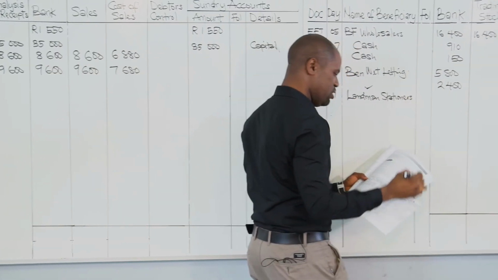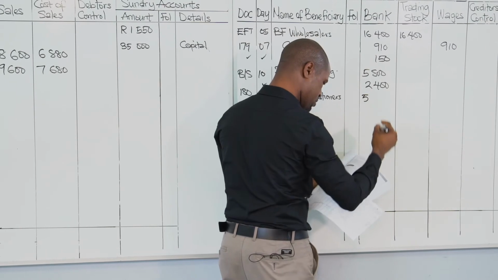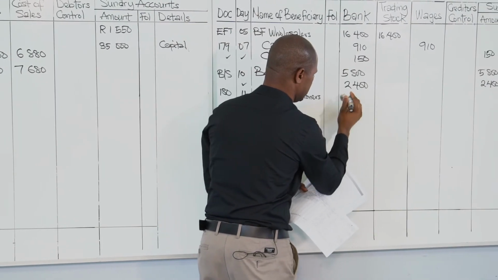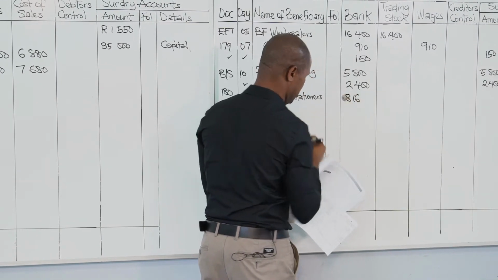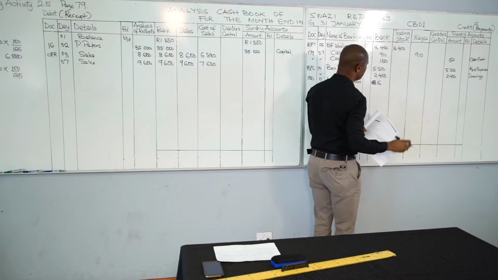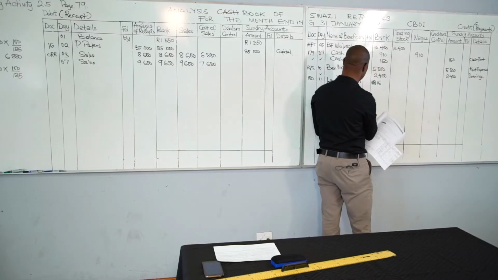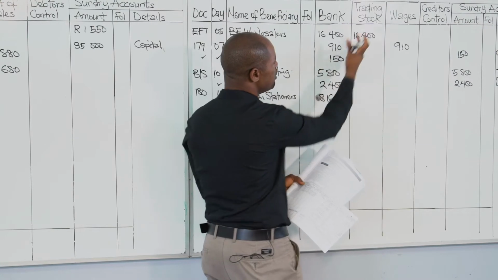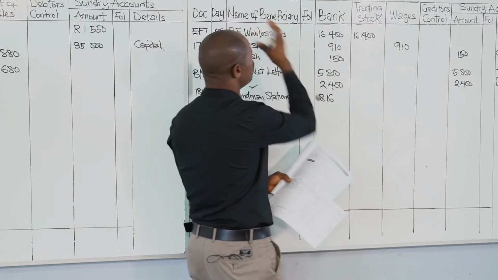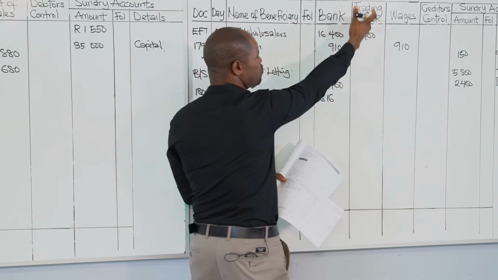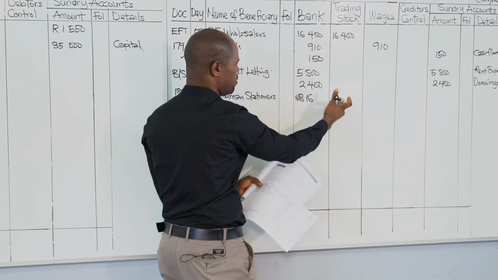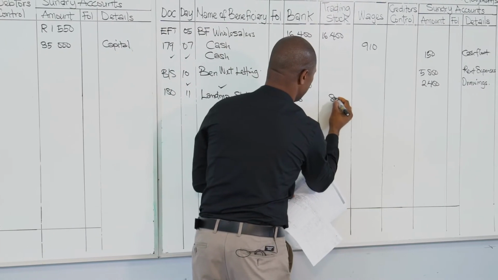And the amount is 5,000. Sorry, the amount is 816 rather. So it goes into, because it's the stationery here, because of what this person is selling, it will be regarded as trading stock. So I will record this against trading stock.